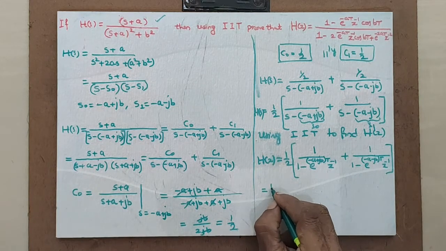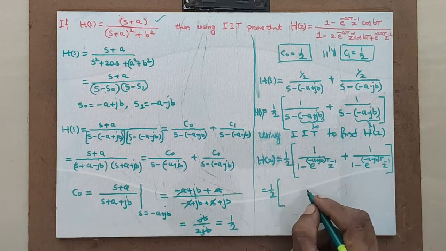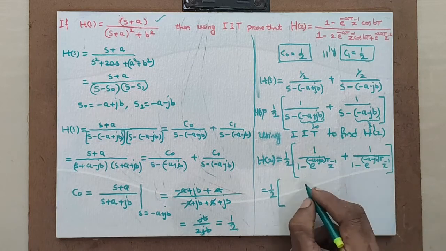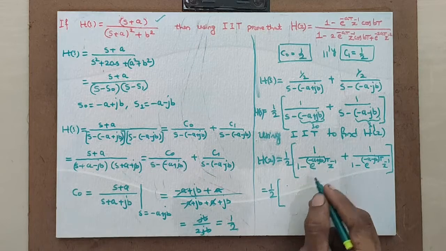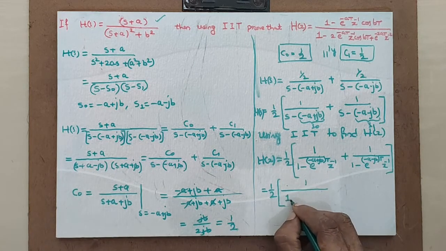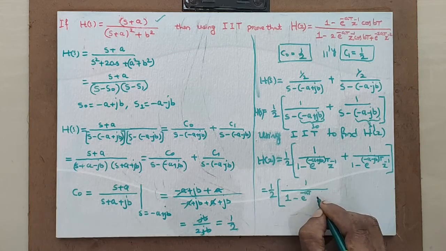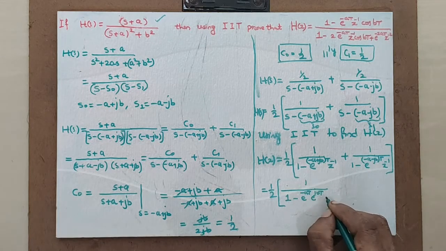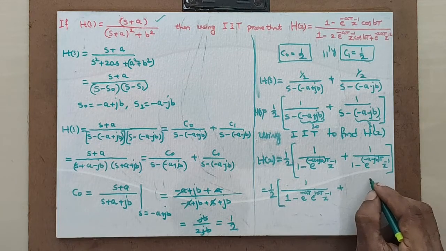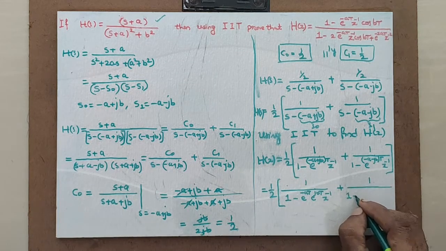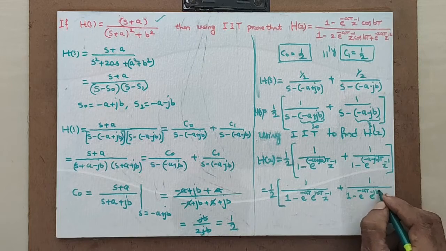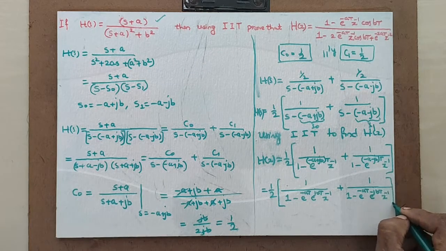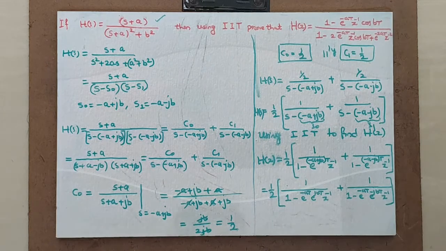H of z is equal to half outside. Otherwise, one step I can have here: 1 divided by 1 minus e raised to minus at, e raised to jbt, z raised to minus 1, plus 1 divided by 1 minus e raised to minus at, e raised to minus jbt, z raised to minus 1. Yes, now I can do cross multiplication and simplification. We shall go to the next board.